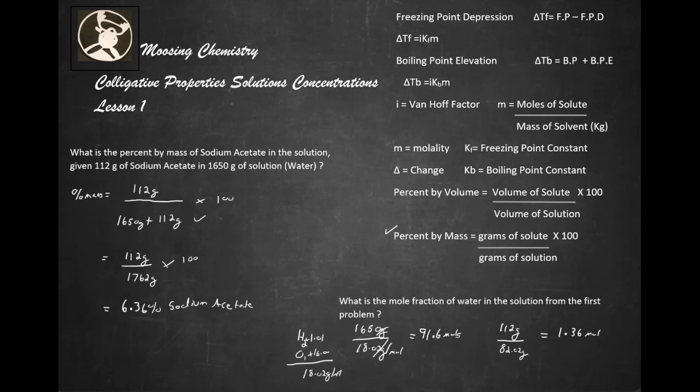So I'm going to divide the numbers together here, right? So I'm going to go 91.6 divided by, and remember they were added together, so this would be 91.6 plus 1.36, and that's going to give me a total of 0. So the mole fraction of this particular problem is 0. Because when you add these two numbers together, it's going to be 0, basically.